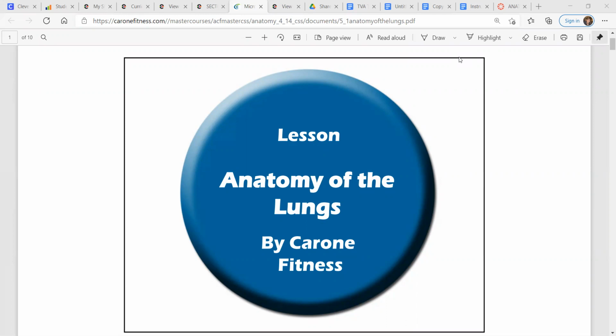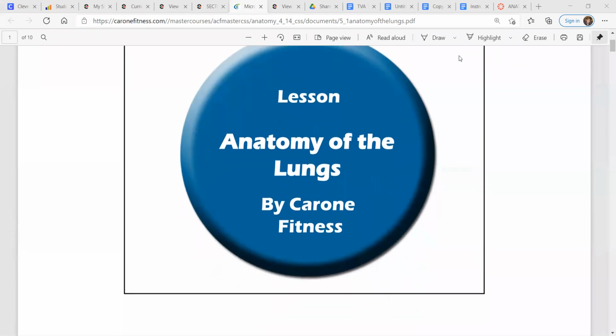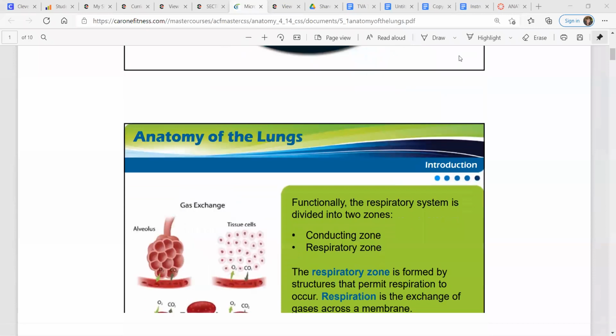A lesson walkthrough tutorial. And we're going to look at the anatomy of the lungs today. So let's get into the lesson.